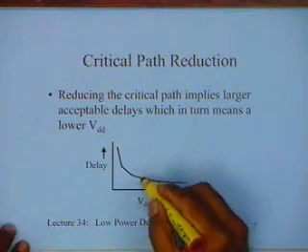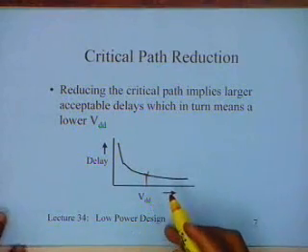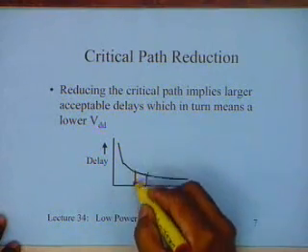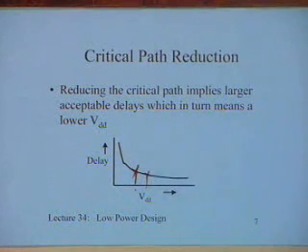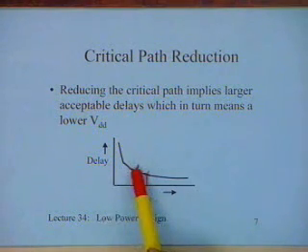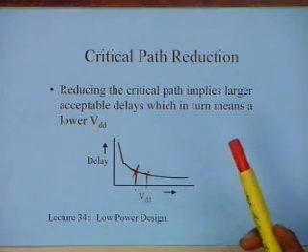So, previously let us say I was operating here, and now because I can afford to have a larger delay, I can operate here. I can reduce my VDD to be able to accommodate a larger delay. And once I have a larger delay over here, with the smaller VDD, the power decreases by the square of it.